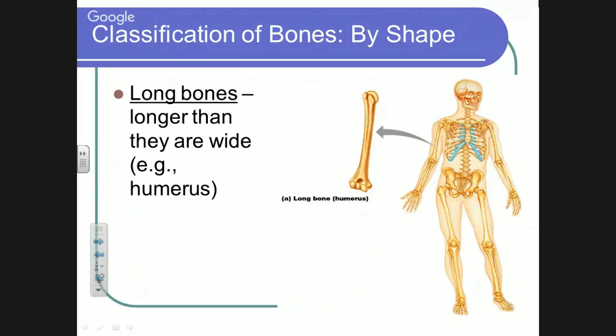All right, so bones can also be classified by shape. Long bones are obviously longer than they are wide. Most of the bones in your body are actually long bones. So the humerus, the bones of your upper arm, forearm, your femur, the radius and ulna, the tibia, fibula, most of your phalanges in your fingers, the metacarpals, the metatarsals, even a lot of your digits are long bones. So most of the bones of the upper and lower limbs are actually long bones.